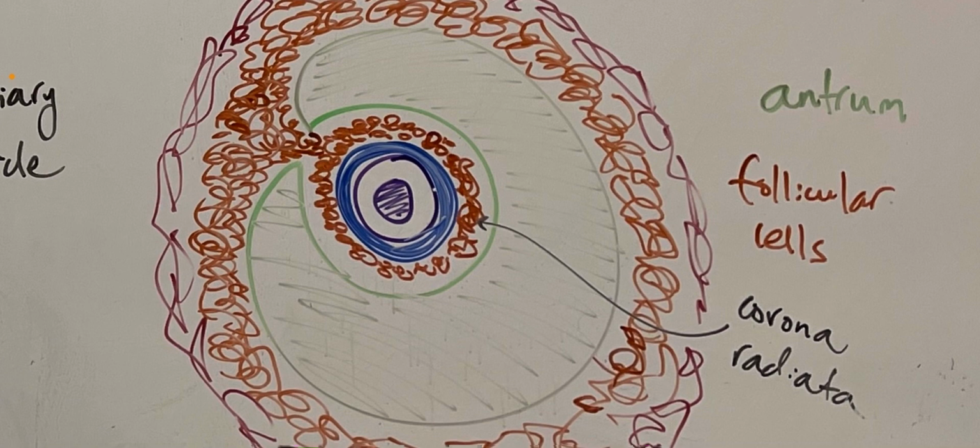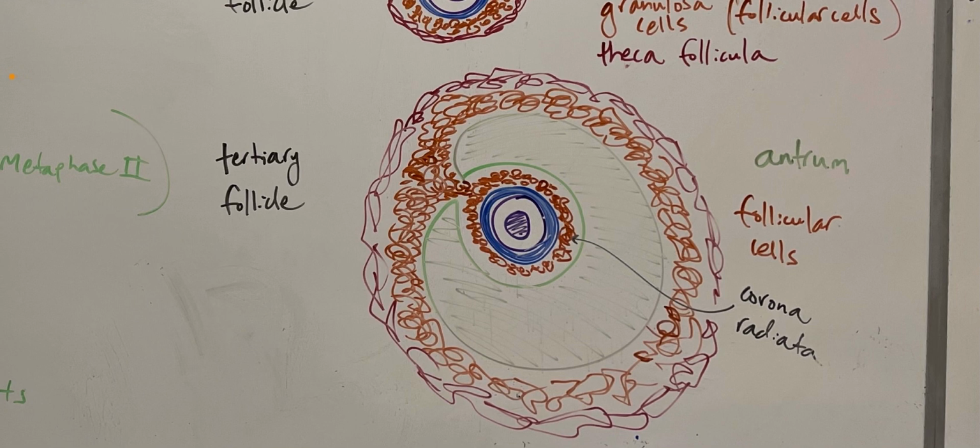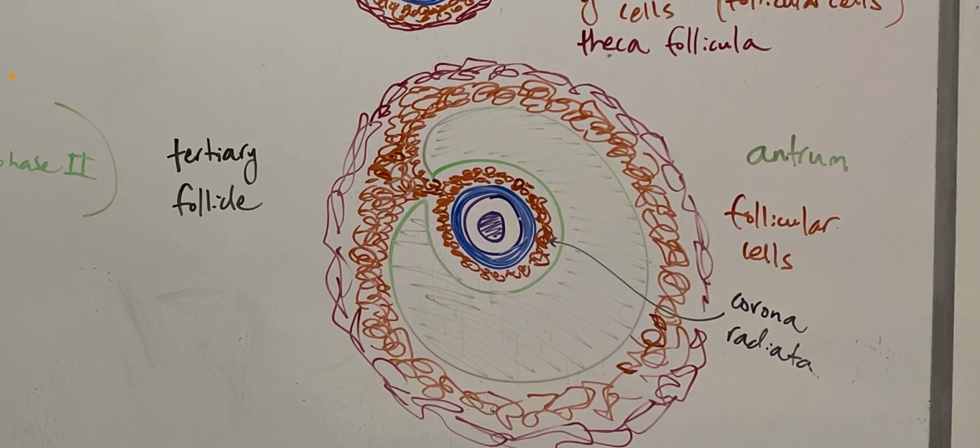Surrounding the antrum, we're going to have more follicular cells, and we still have that theca follicula, which surrounds the whole follicle. Okay, now this thing is going to continue to get bigger and bigger until it becomes the mature follicle. This is going to occur after that particular menstrual cycle begins, and this mature follicle is going to be the dominant follicle, which ultimately is going to release the egg during ovulation.